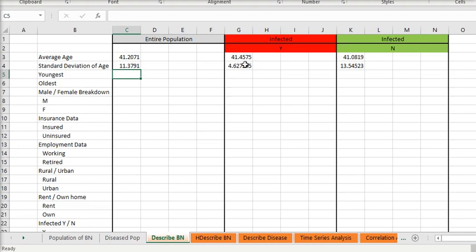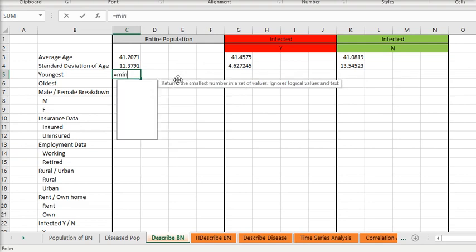Because of this clustering of the age and the standard deviation being so much more narrow for the infected population, we could kind of expect the youngest age and the oldest age to have a little narrower of a band than the not-infected population. But let's prove that out. So we're going to find the youngest age for the entire population.